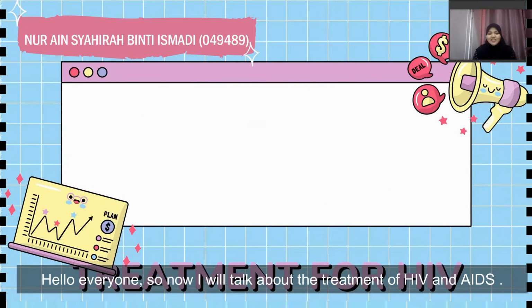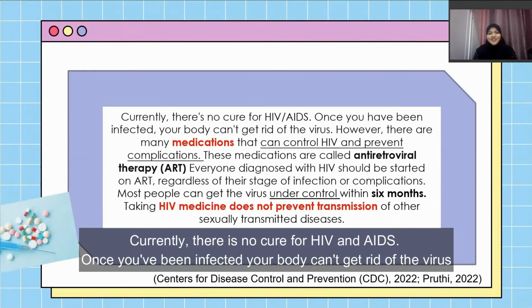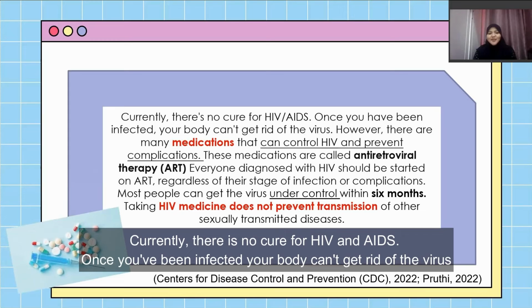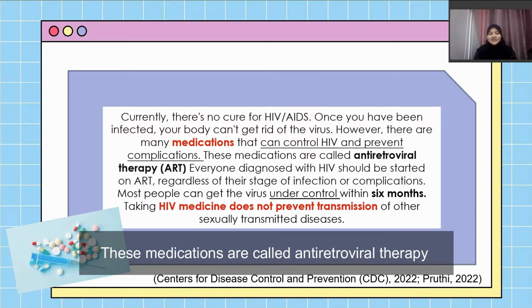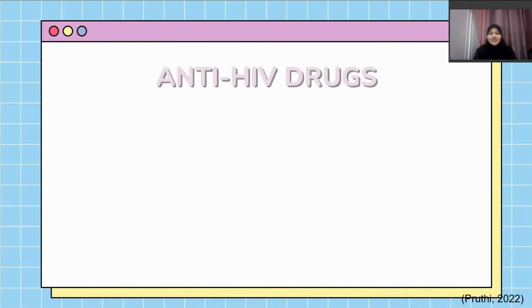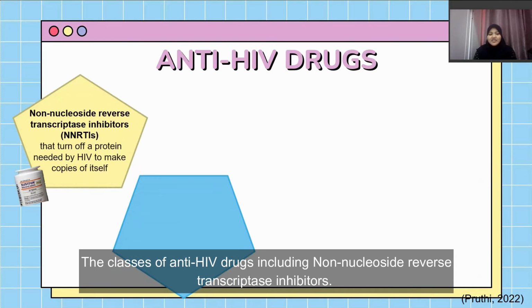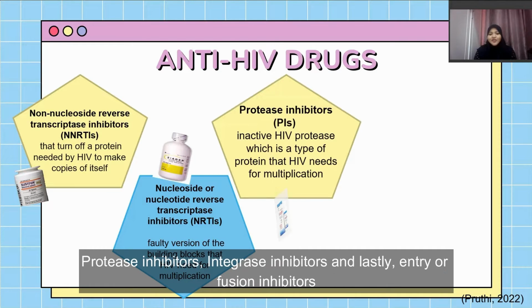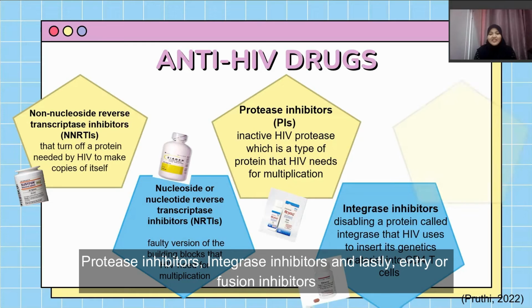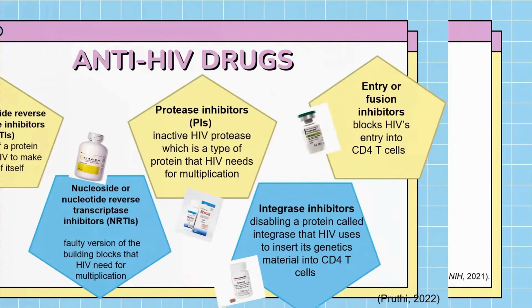Hello everyone, so now let's talk about the treatment of HIV and AIDS. Currently, there's no cure for HIV and AIDS. Once you've been infected, your body cannot get rid of the virus. However, there are many medications that can control the HIV and prevent complications. These medications are called antiretroviral therapy. The classes of anti-HIV drugs include non-nucleoside reverse transcriptase inhibitors, nucleoside or nucleotide reverse transcriptase inhibitors, protease inhibitors, integrase inhibitors, and lastly, entry or fusion inhibitors.